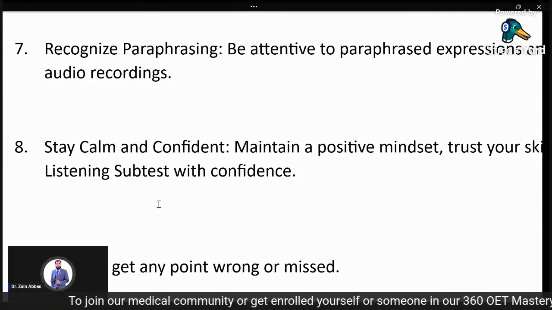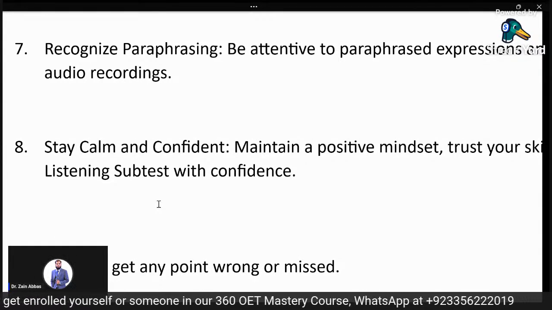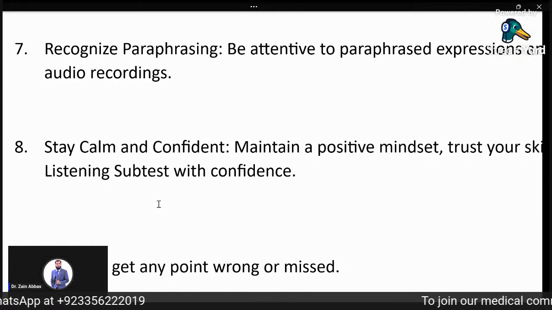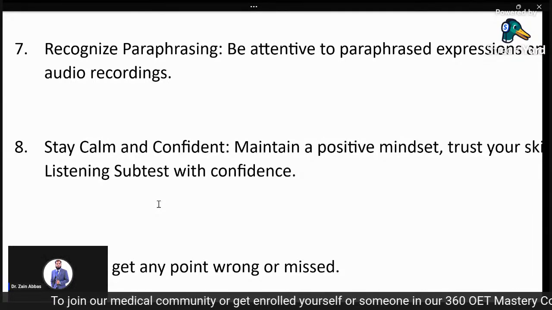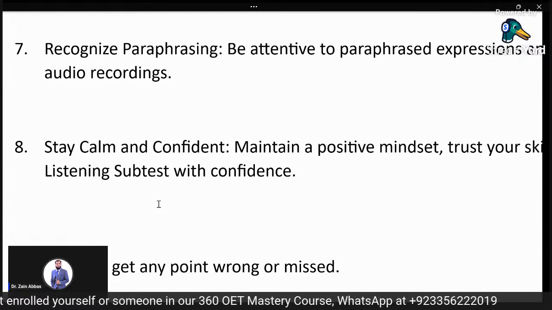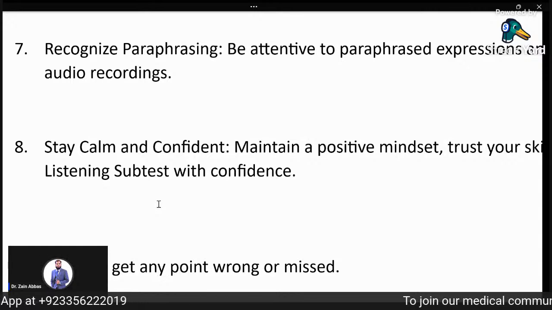The next important point is stay calm and confident. Many students in this particular test lose their coolness and confidence for many reasons. This may be due to missing one point, or lacking trust in your skills. But believe me, trust me, I have some life-saving hacks for you, and you will boost your confidence sky high. I will share them just after this section.